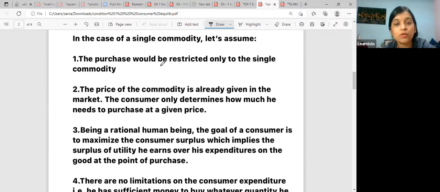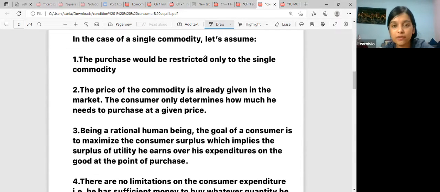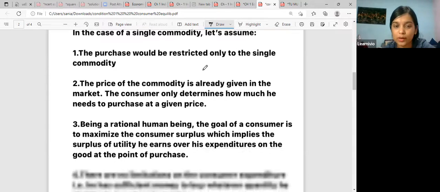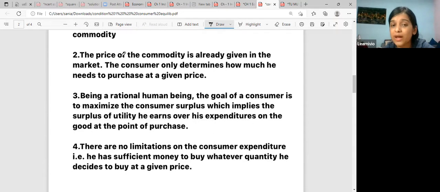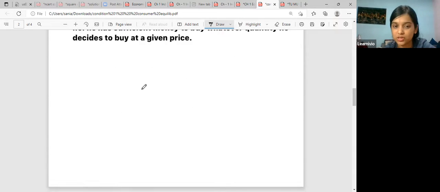First, the purchase will be restricted only to the single commodity. You cannot say, ma'am, I'll purchase two. If it is a single commodity, you will only purchase one, right? Next, the price of the commodity is already given in the market. The consumer only determines how much to purchase. So price is given, and you have to determine how much you are going to purchase.